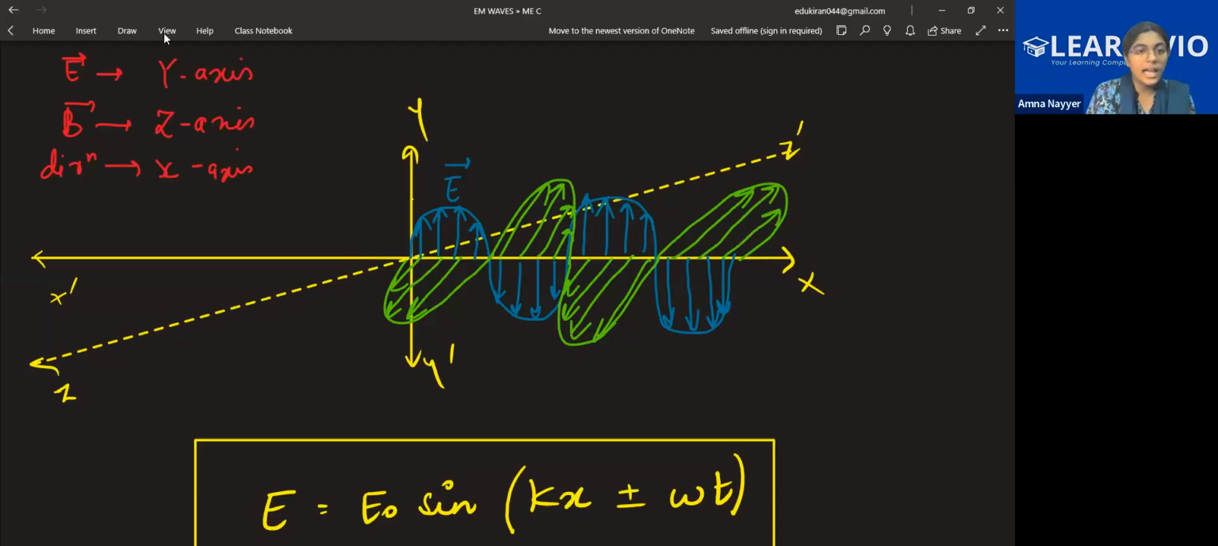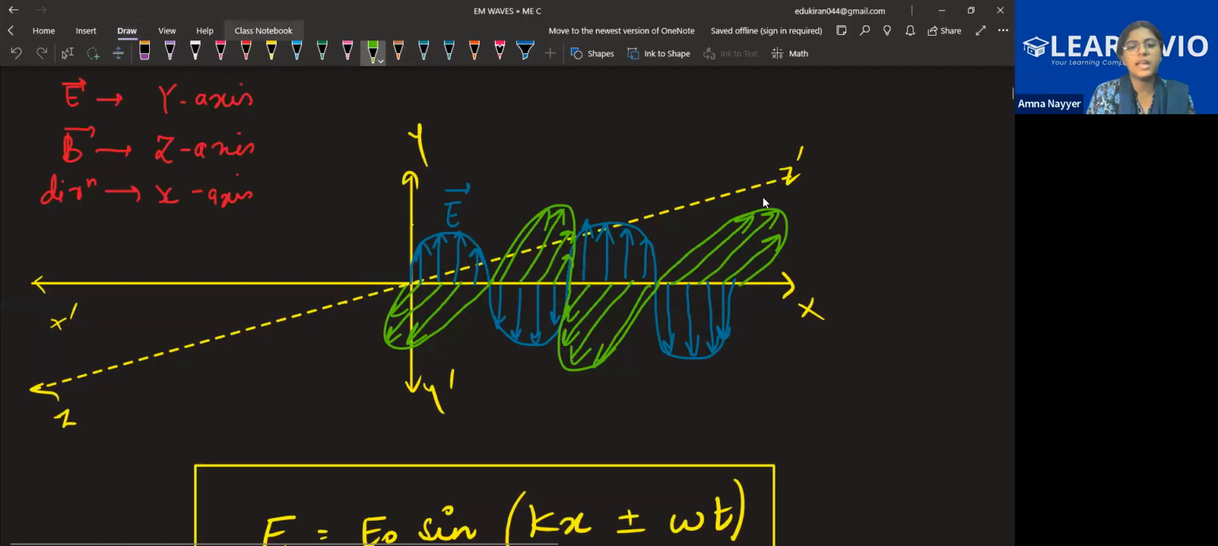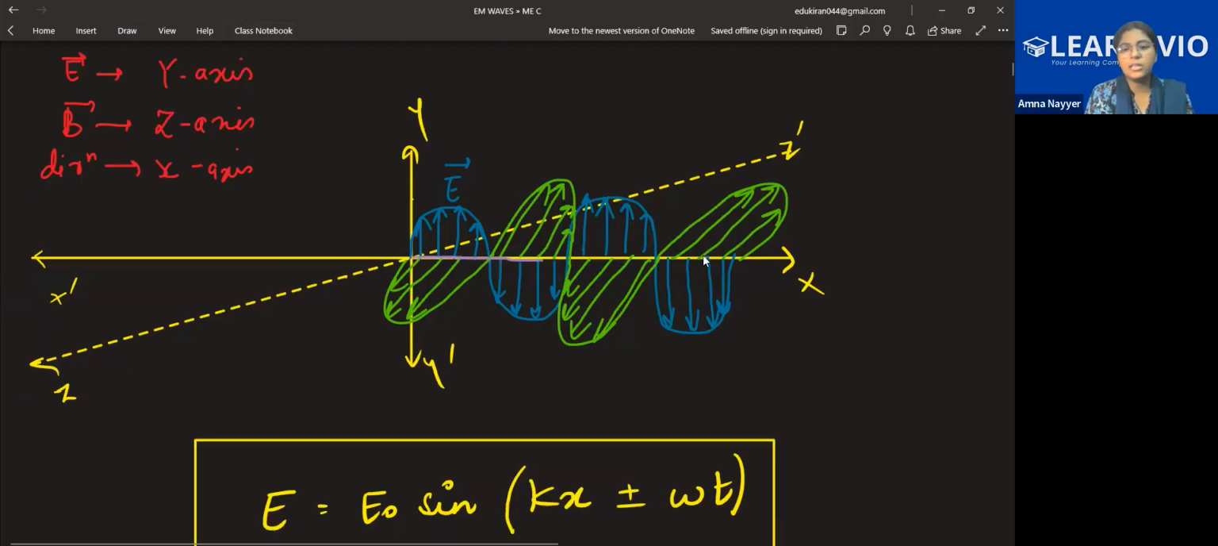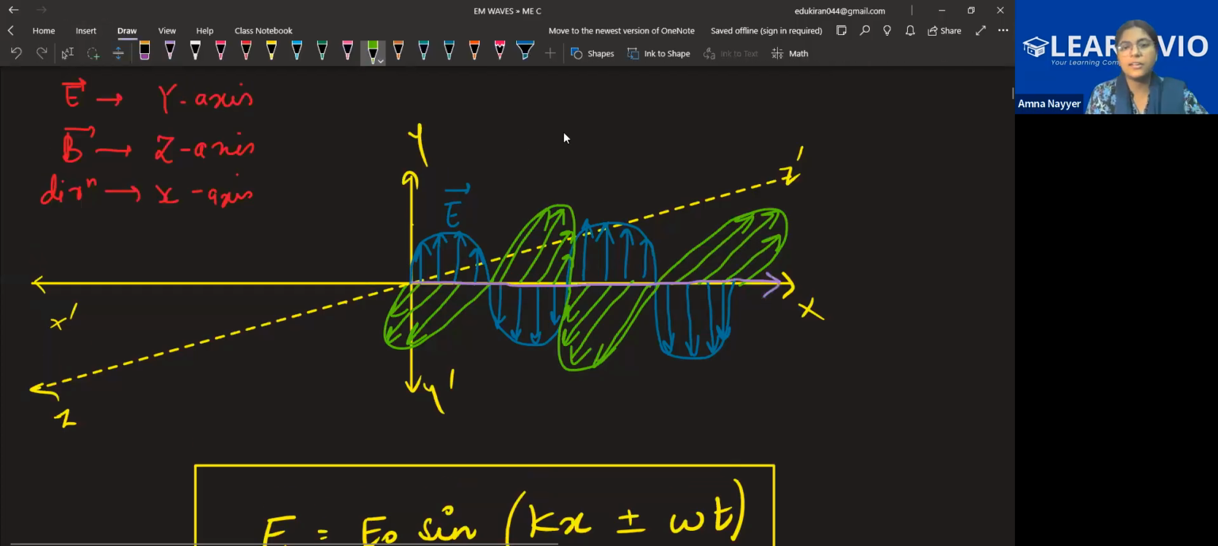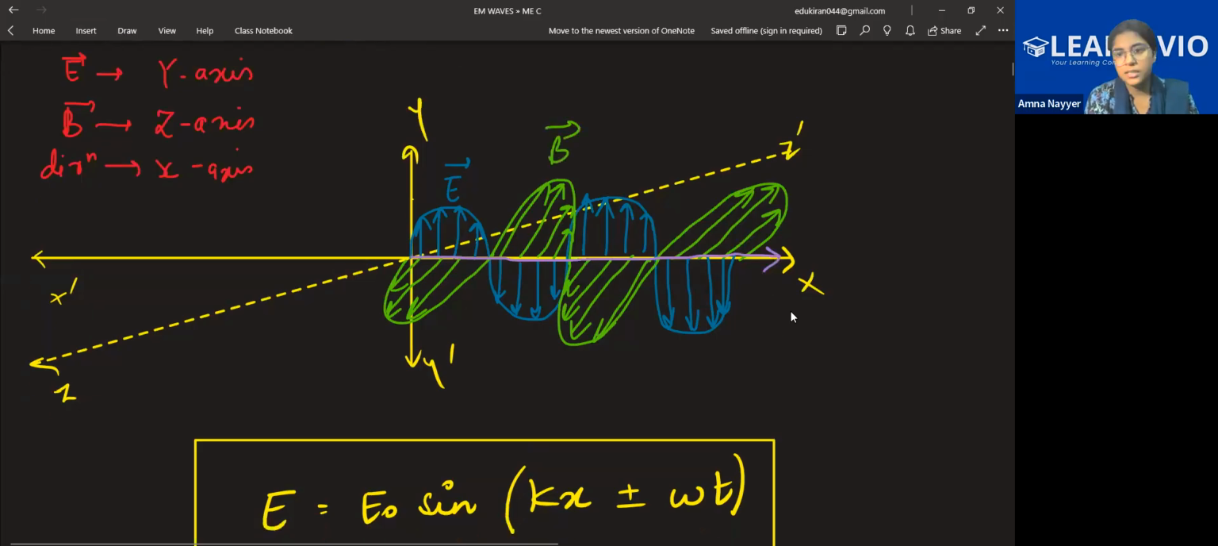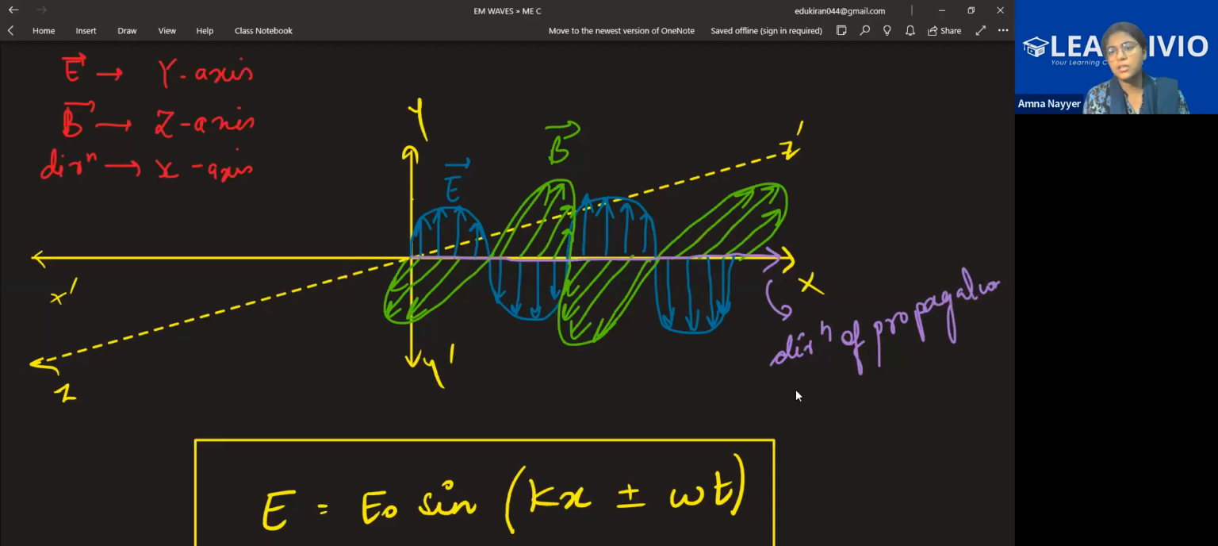And what about the wave? The wave is directly propagating along the x-axis. So this is the magnetic field, which is B, and this is the direction of propagation. Direction of propagation means the movement of the wave. So this is the propagation of the wave. All these three are perpendicular to each other.